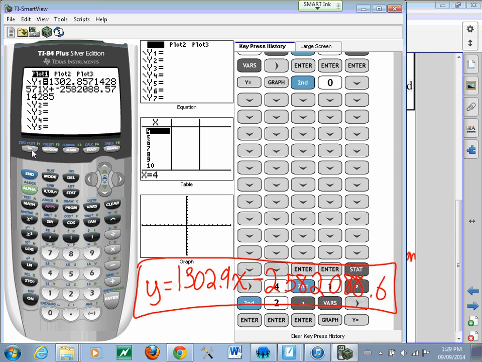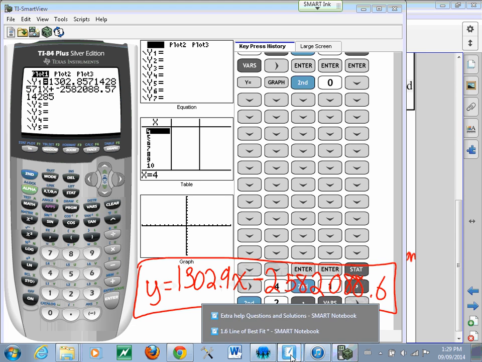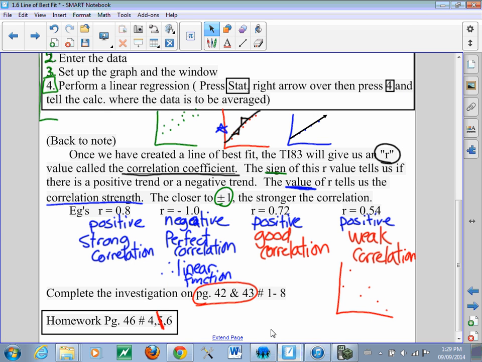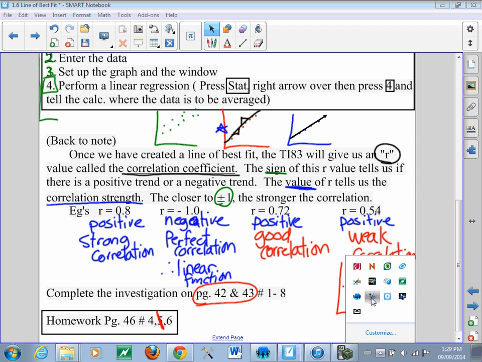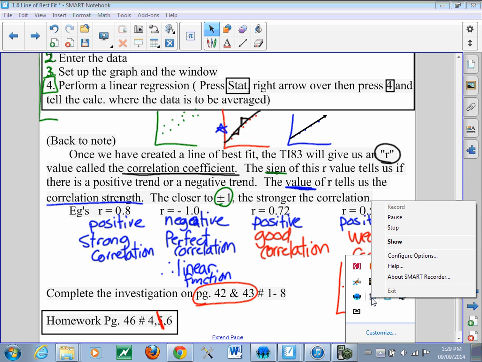All right, so back to your homework, guys. Page 46, numbers 4 and 6. Have a great day, folks, and see me if you need some help. Please, by all means, come and grab a calculator in class next day, try this stuff out, and get familiar with it.